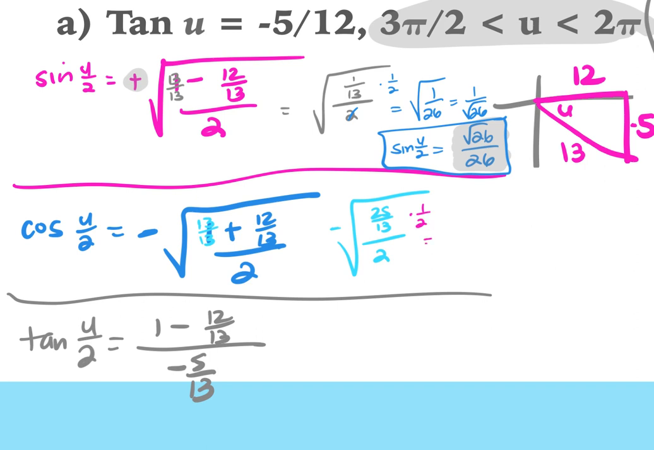Flip it. I get negative. Is that 4 over 2 or u over 2? This is a u. Oh, okay. Yeah.